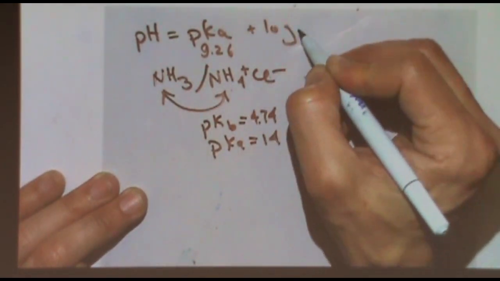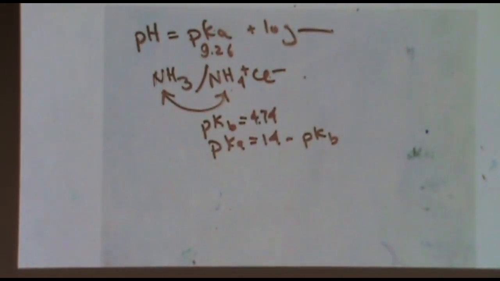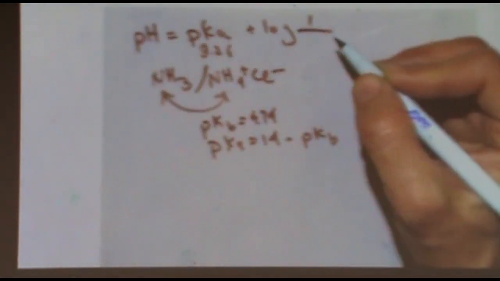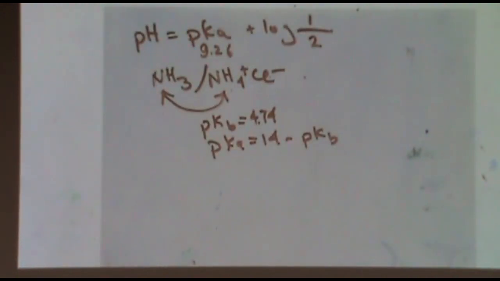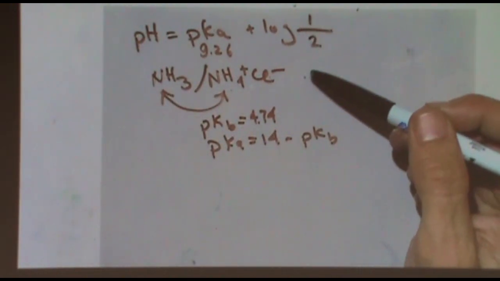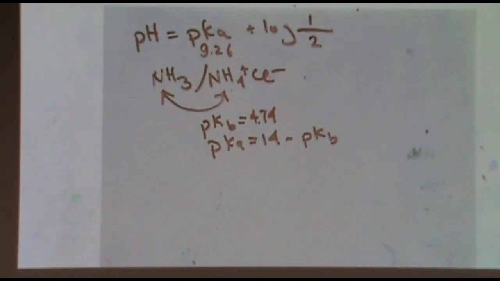Plus the log of the base over the acid. Let me flip back to the problem. Oh, I lost the page. What page is it again? 57. The base looks like it's 1 molar, and the acid looks like it's 2 molar. Do you have to add the volume? You can, yeah, but it'll be the same on both, so it should work out just the same.